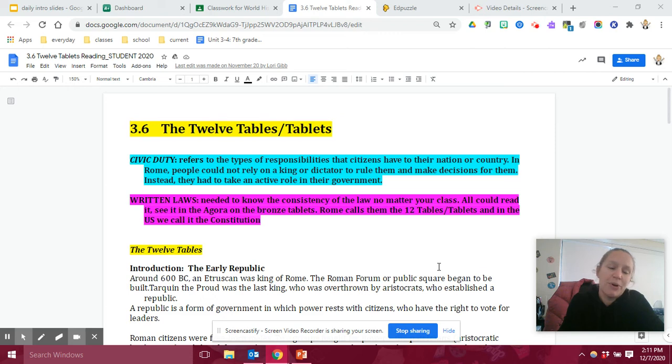Right, hey everyone, we're going to go over how to do 3.6, the Law of 12 Tables or tablets. So you want to read the definition for a friendly reminder of civic duty and written laws. And remember, this looks really small on my screen, so if you need to change the zoom, you can do that at any time, so it's a little bit bigger for you to read.